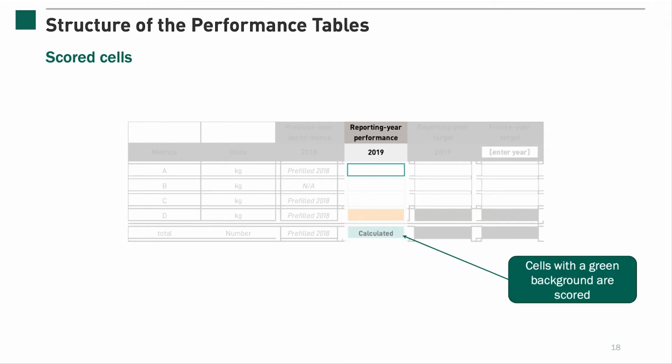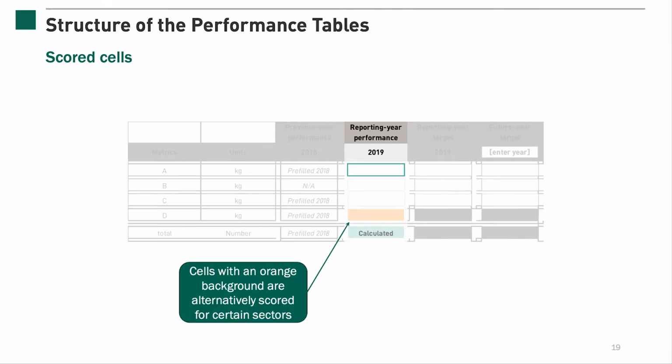The cells shaded green relate to the scored metric for the indicator. A score can only be obtained if the entity has completed the scored data cells. When a scored metric is calculated, the entity should enter values for the data cells that lead to the calculated value in order to obtain a score. Orange shaded cells are alternatively scored cells that are only scored for entities in certain sectors. For these entities, the green cells are not scored.